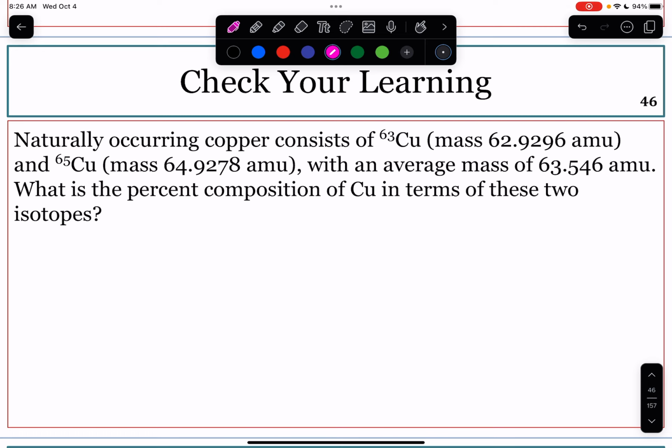Naturally occurring copper consists of copper 63 with this mass, copper 65 with this mass, and an average atomic mass of 63.546. What is the percent composition of copper in terms of these two isotopes? Pause and work this out.